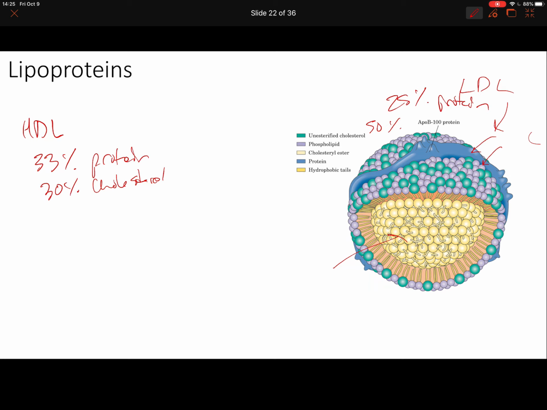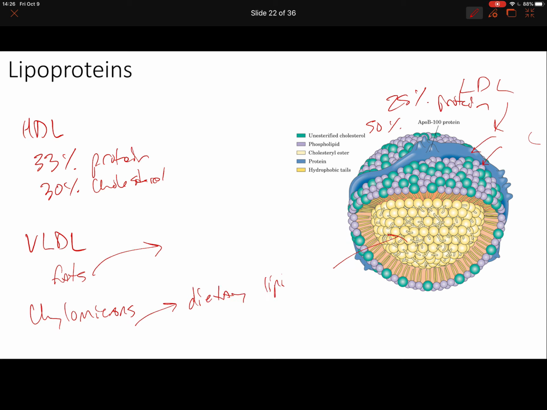We have VLDL, very low density lipoproteins. These carry triglycerides or fats that are synthesized by the liver. So they carry those to different parts of the body. And then we have chylomicrons. And these carry dietary lipids that are synthesized in the intestines. So chylomicrons carry the fats that you eat around your body.